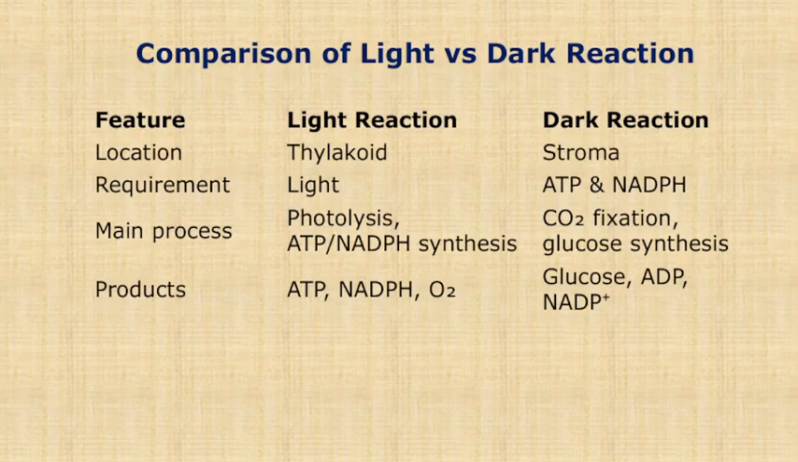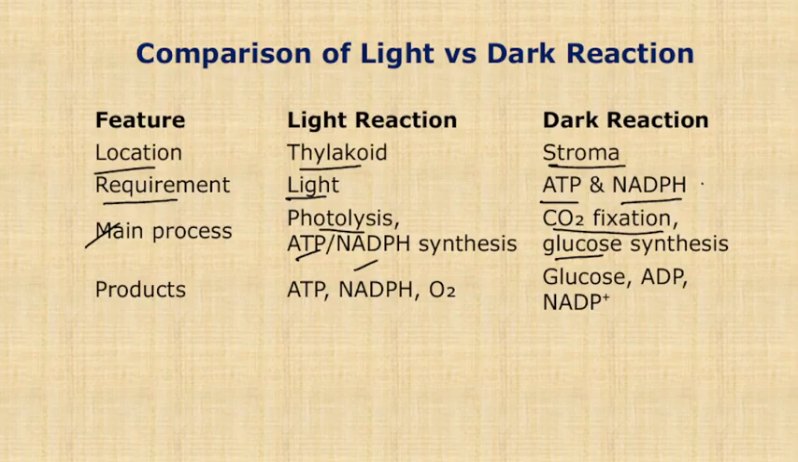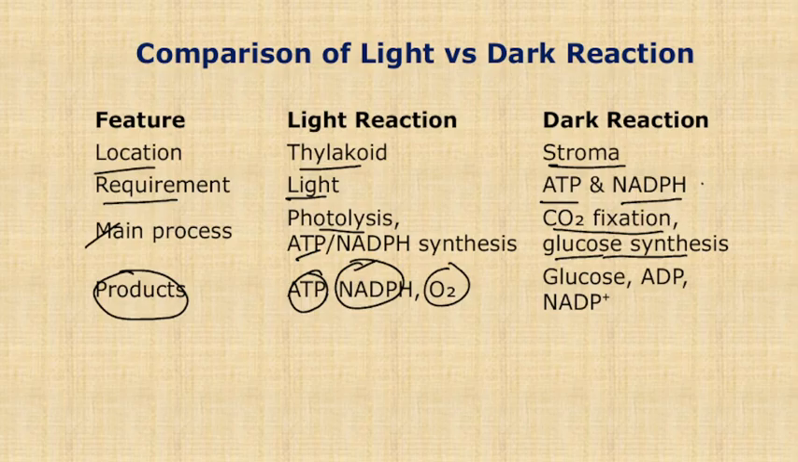So if we want to compare light and dark reaction together: location of light reaction is the thylakoid, dark reaction is the stroma. Light reaction requires light, and dark reaction requires ATP, NADPH, and CO2. Main process is photolysis and ATP, NADPH synthesis, whereas here the carbon fixation and glucose synthesis will occur. From the light reaction, we are getting ATP, NADPH, and O2. From the dark reaction, we will get glucose, ADP, and NADP. So this is overall the comparison of light reaction and dark reaction.